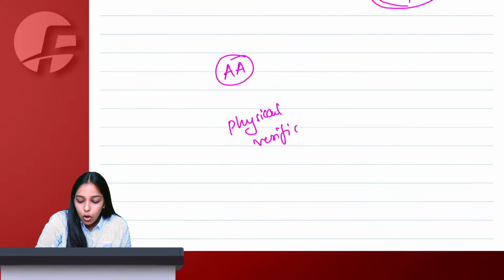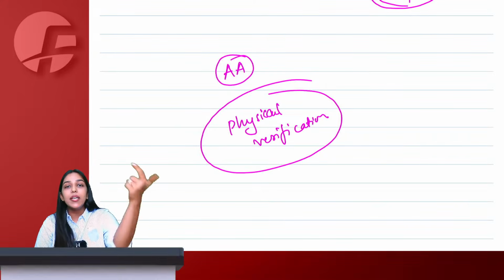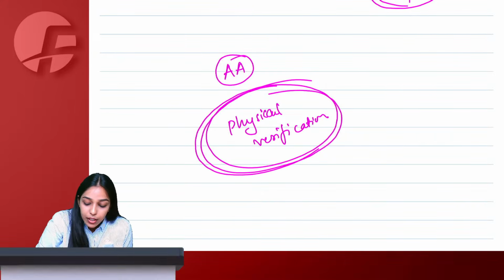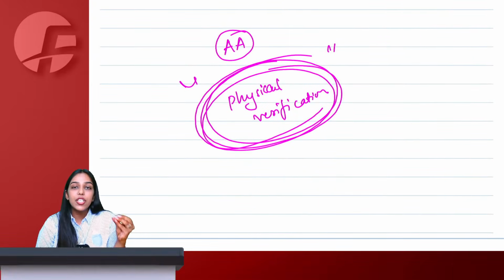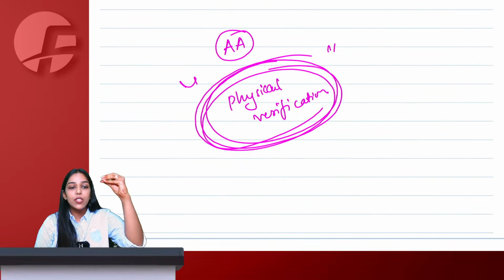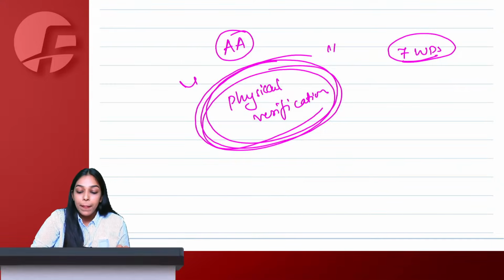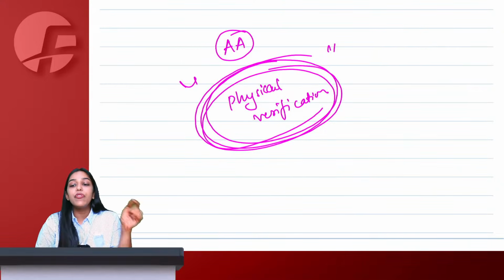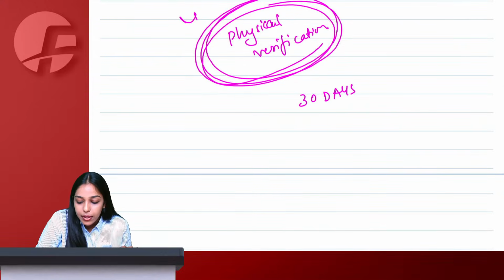If I am not doing Aadhaar authentication, then the proper officer, before giving me registration under GST, will do my physical verification. Now, of course, physical verification takes a little more time. So, in case of Aadhaar authentication, we had a 7 working days time limit to either issue notice or RC. But here, because we have to do physical verification, we have a 30 days time limit.